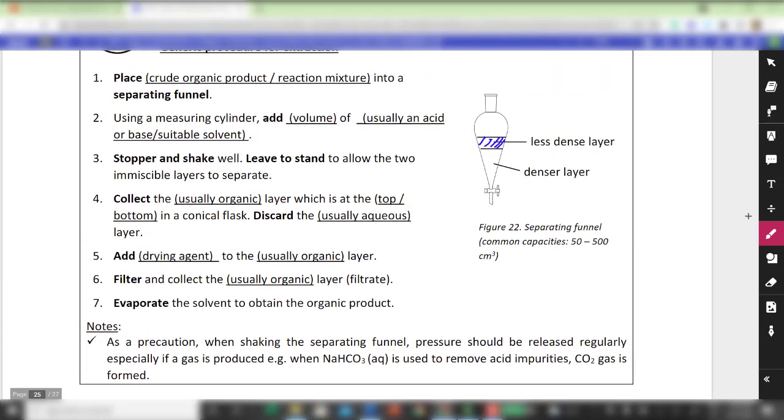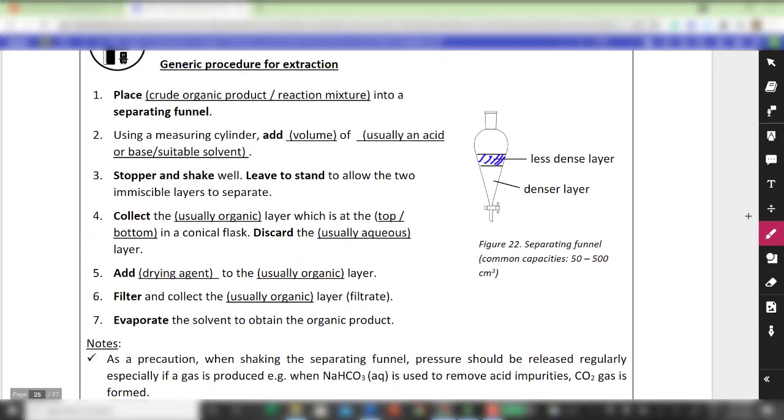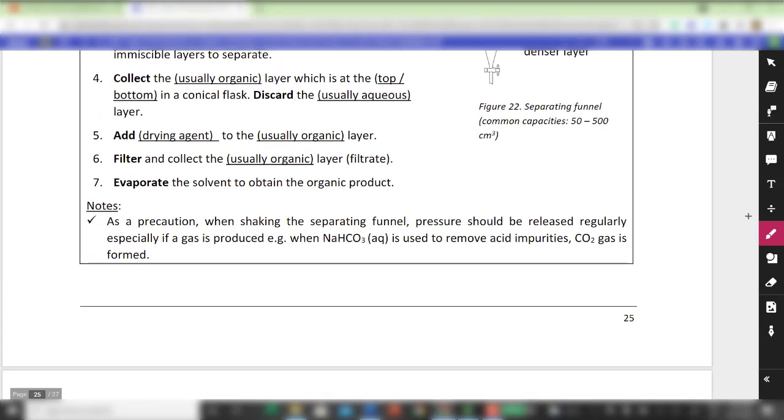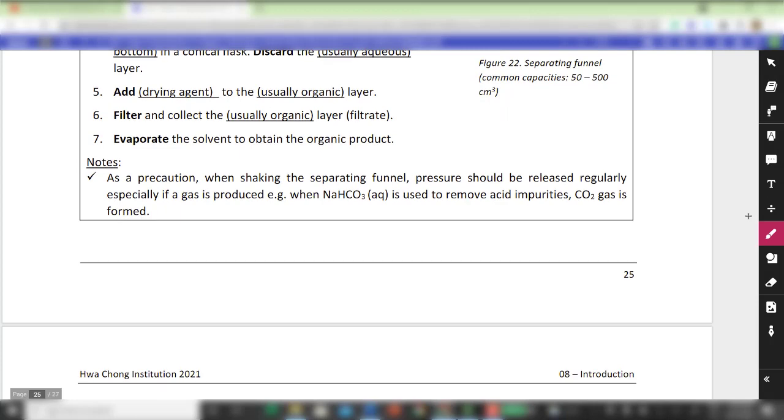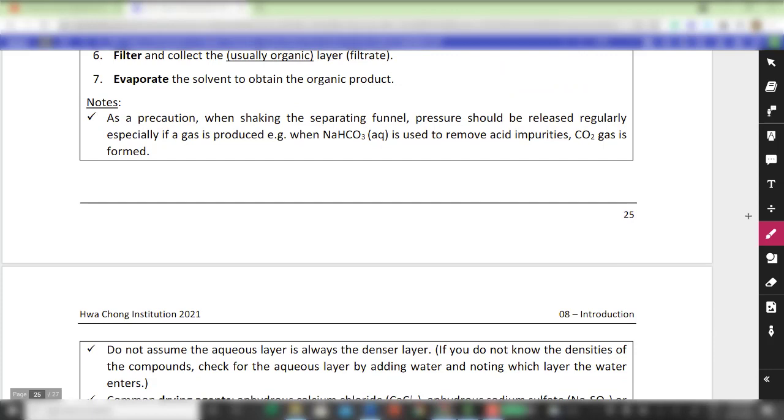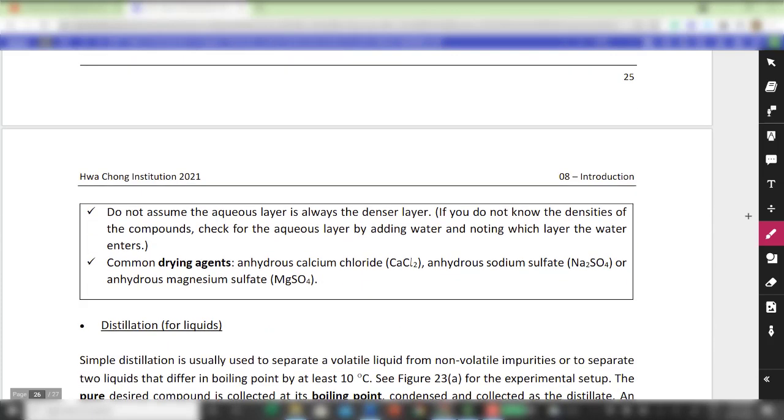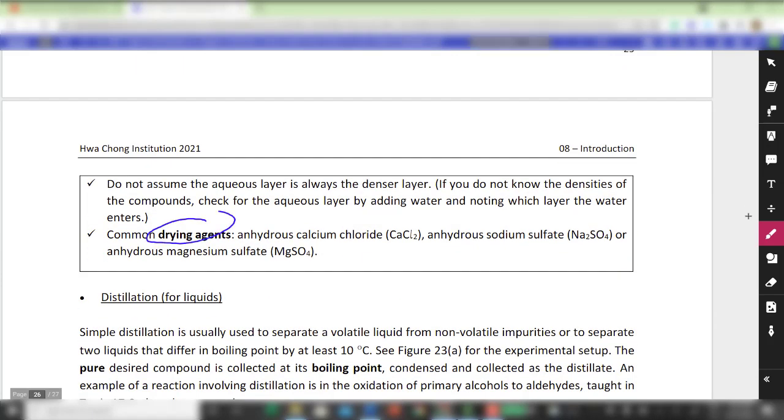Okay, so these are procedures which you need to know for planning. So I think it's good to maybe understand it a little bit. Usually compounds which you have gotten from the organic layer tend to be a little bit wet. So you need a drying agent, such as magnesium sulfate or calcium chloride, to be added to the organic solvent containing the organic compound you wanted, so as to dry it.